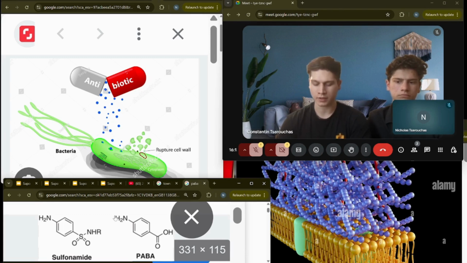So now let's break down this pathway. First you have your NAG subunit. You add UTP and you form UDP-NAG. And then in the next step of this pathway, you form this UDP-NAG to go to UDP-NAM.